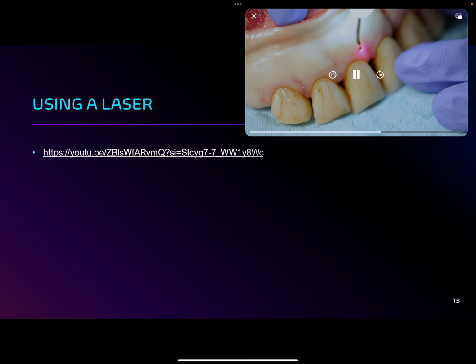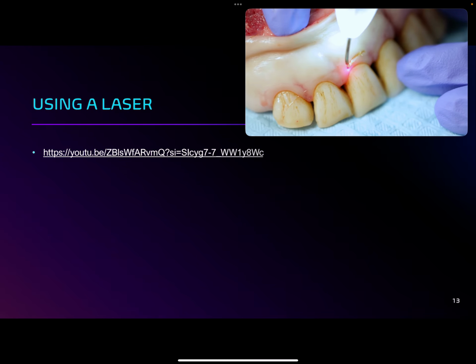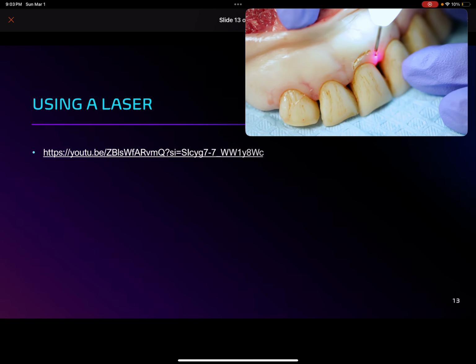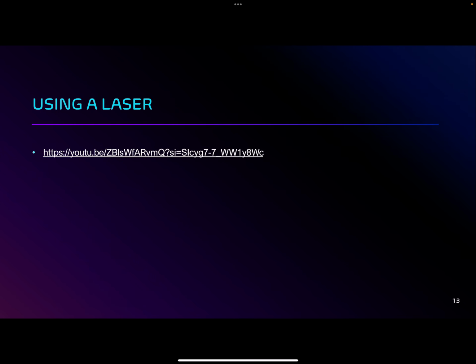The optimal result is to have as little charring as possible so that your patients have less postoperative pain and swelling, and healing time. And that video is just to kind of show you how to use it. Obviously, you're not going that deep. You're not cutting tissue because that's not what we do. So we're just going around the gum. Just wanted you to see that motion.